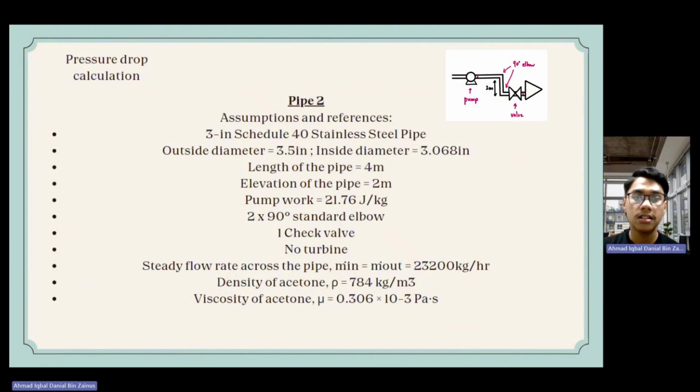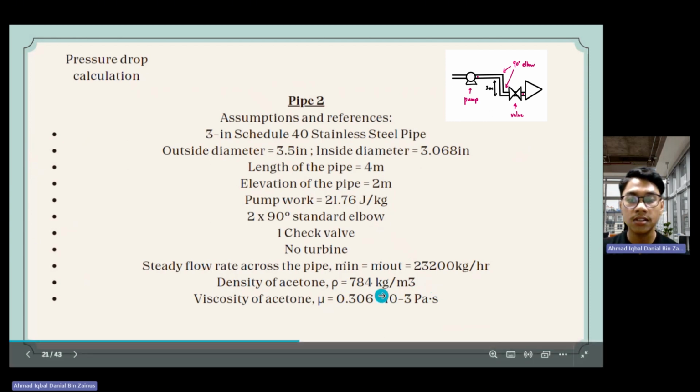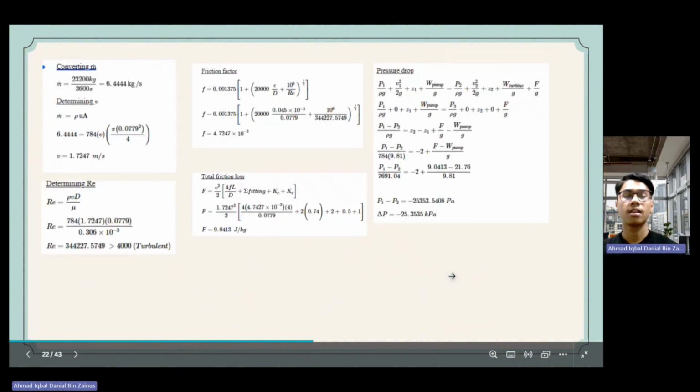For pipe 2, these are all the assumptions and references. Firstly, a 3-inch schedule 40 stainless steel pipe with inside diameter 3.068 inch. Length of the pipe is 4 meters. Elevation of the pipe is 2 meters. Pump work equal to 21.76 joules per kilogram. Two 90 degree standard elbows, 1 gate valve, no turbine. Steady flow rate with m dot equal to 23,200 kg per hour. Density of acetone 784 kg per meter cubed. Viscosity equal to 0.306 times 10 to the power of minus 3.